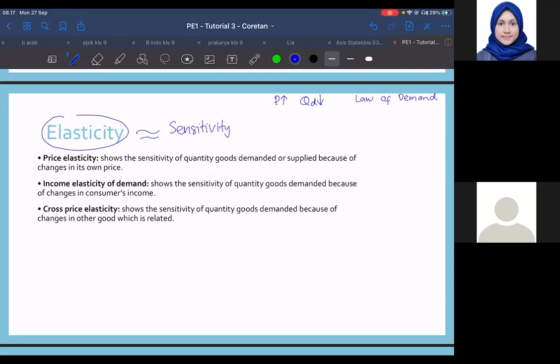But if we talk about elasticity, it means that we would like to measure the sensitivity. Whose sensitivity? The sensitivity of this, because of the changes of this. So here the price elasticity shows the sensitivity of the quantity goods demanded or supplied because of changes in its own price.